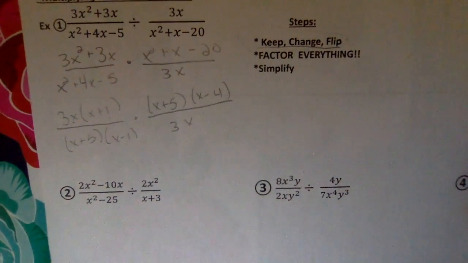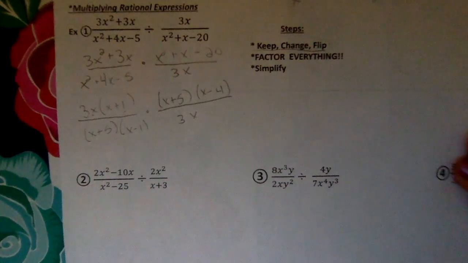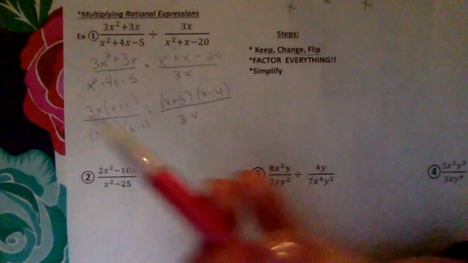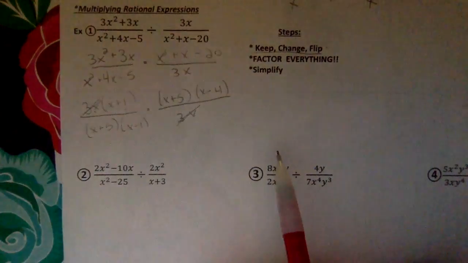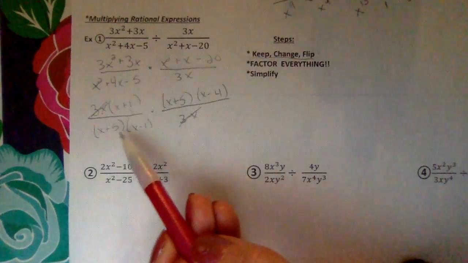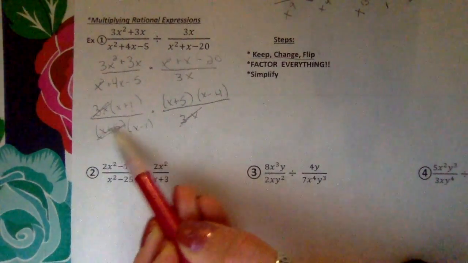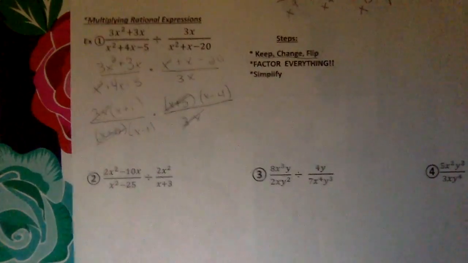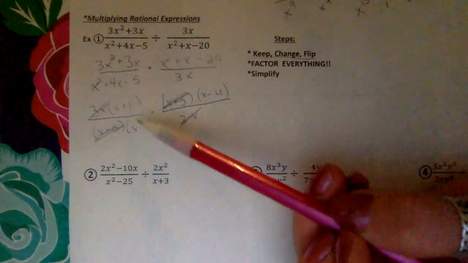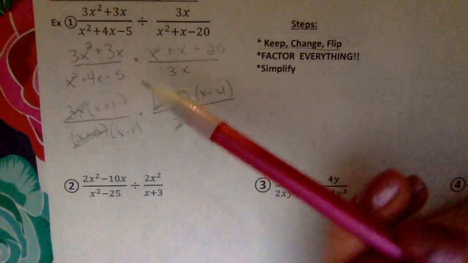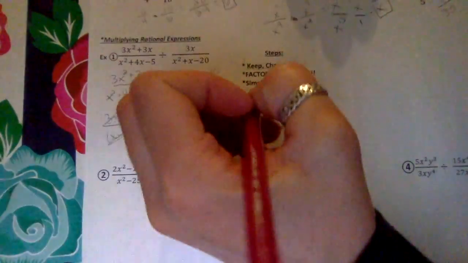Okay, so now we are at the crossing off point. If we see any factors that are the same, we can just cross them off. So we have the 3x and the 3x that cancels right out. We have the x plus 5 and the x plus 5, and that looks like it. So x plus 1 and x minus 1, remember they don't cancel because one's a plus, one's a minus. So gather everything, that's our multiplying part.